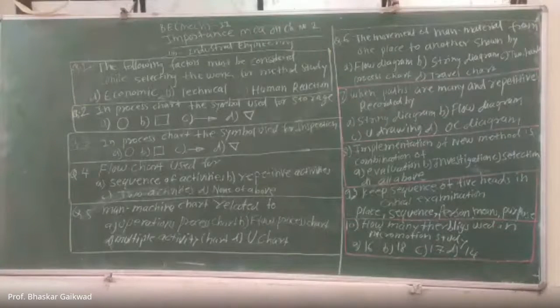Flow chart is used for sequence of activity, means once an activity is over, then we have to go for the next. Raw material to finished product. Your workshop examples, from bench machines to your final product as per the requirement of the university. Then man-machine charts, this is related to multiple activity, more than one machine that a man can handle. Then movement of man and material from one place to another place, that is shown by flow diagrams.